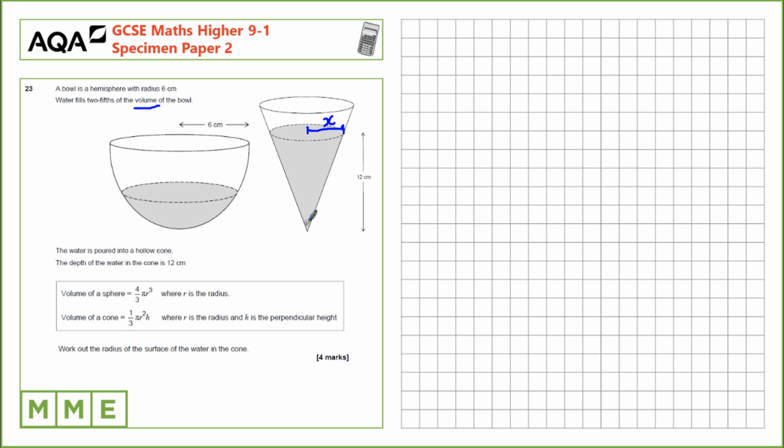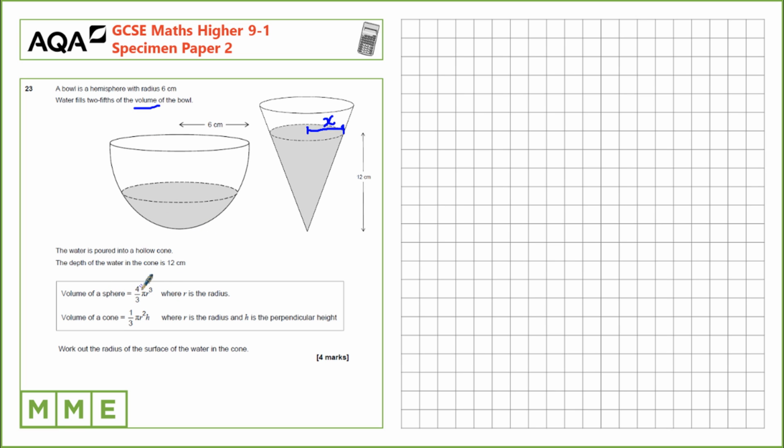In order to work this out, we need to know the volume of water that was poured into this cone in the first place. So we need to calculate the volume of water in the hemisphere. We know that 2/5 of the volume is filled with that. So if we knew the volume, we could multiply by 2/5 to get the actual amount of water. Let's calculate the volume of the hemisphere.